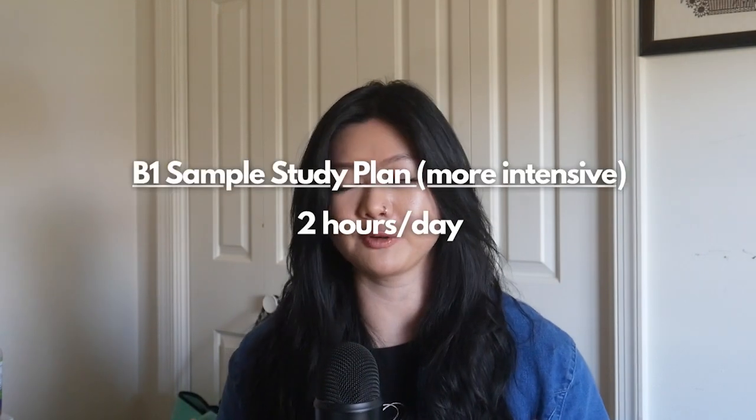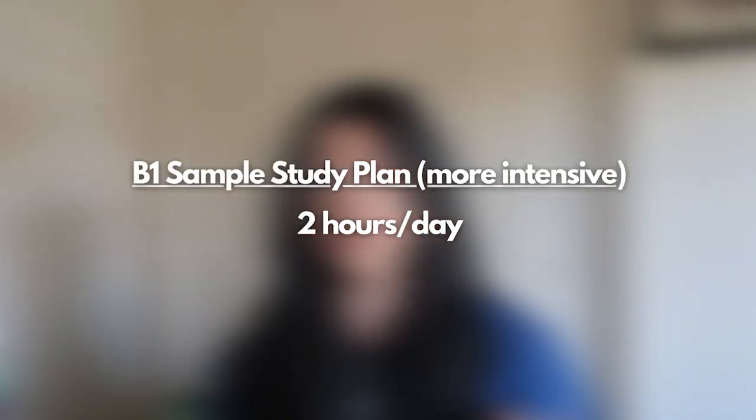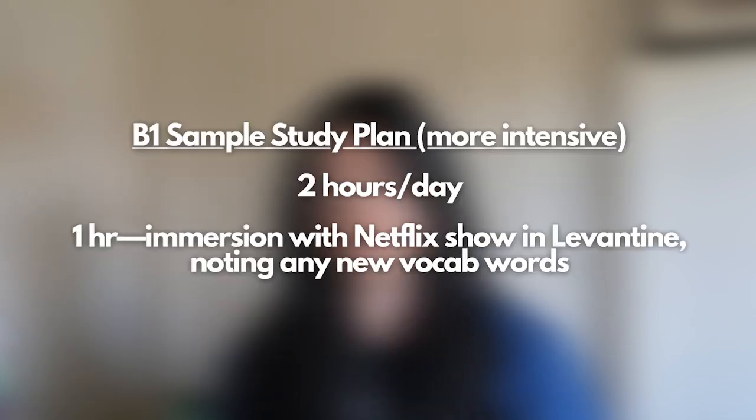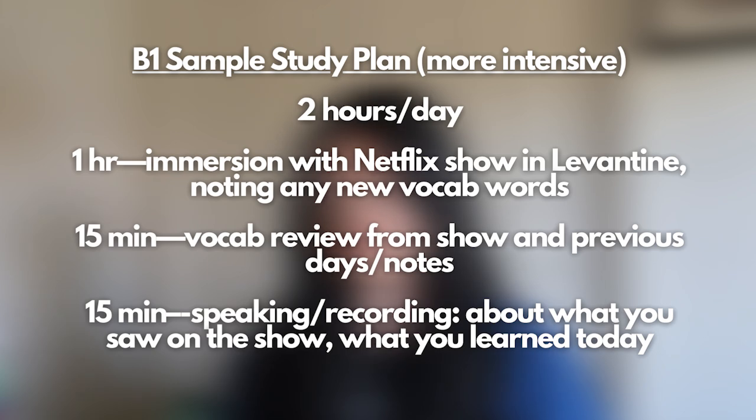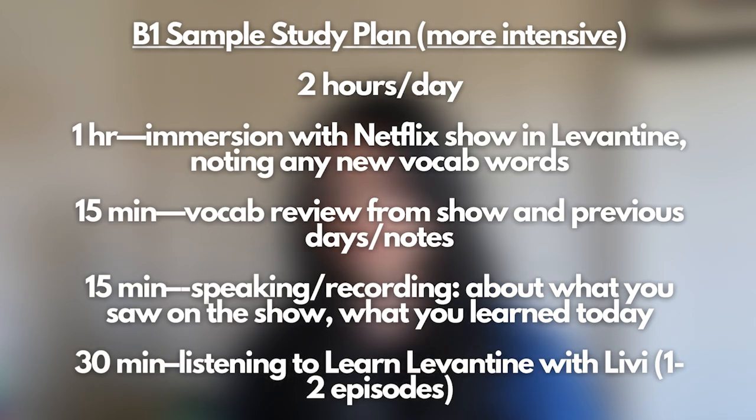A B1 study plan example for Levantine Arabic for 2 hours per day: 1 hour spent on immersion with a Netflix show in Levantine dialect, noting any new vocab words, 15 minutes vocab review from the show and previous days and notes, 15 minutes speaking and recording yourself about what you saw in the show and what you learned today, and then the last 30 minutes listening to Learn Levantine with Livy, about 1 to 2 episodes there.